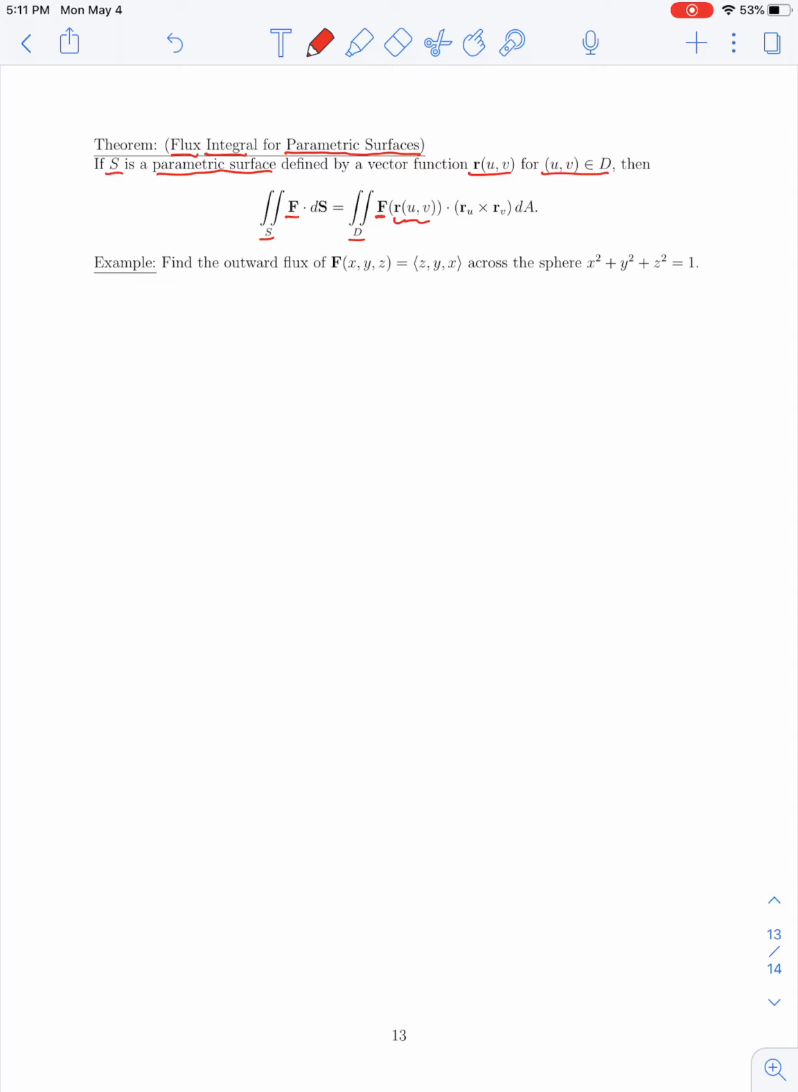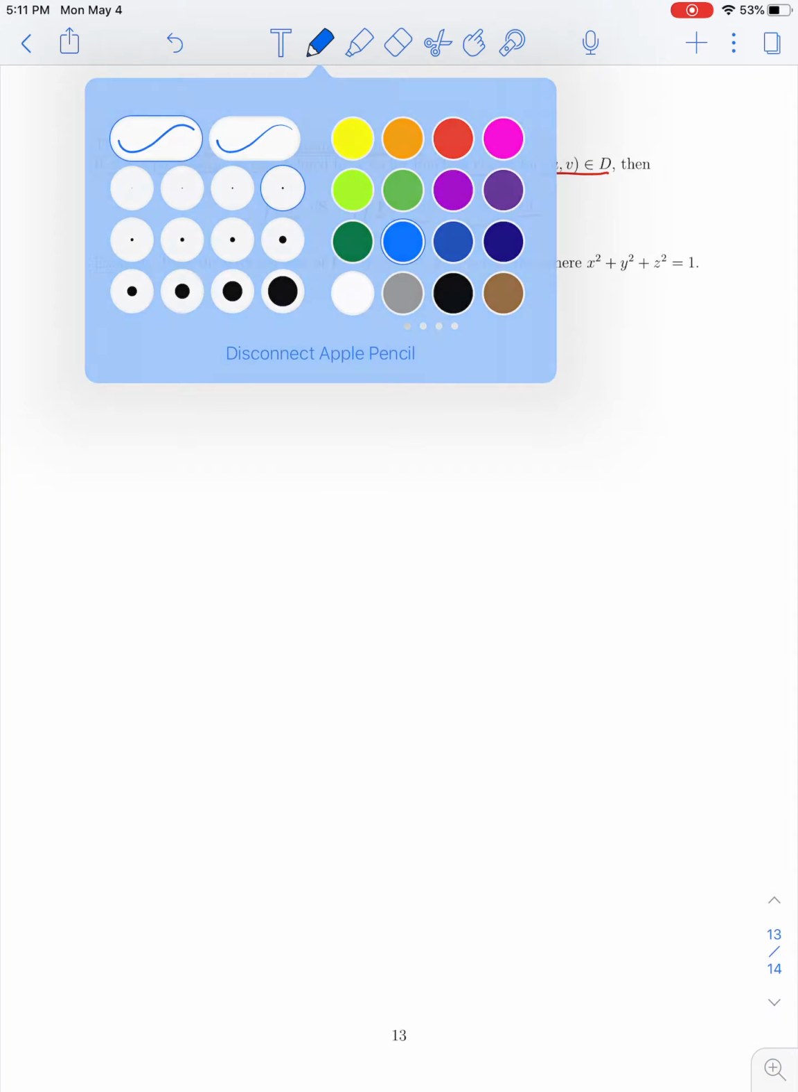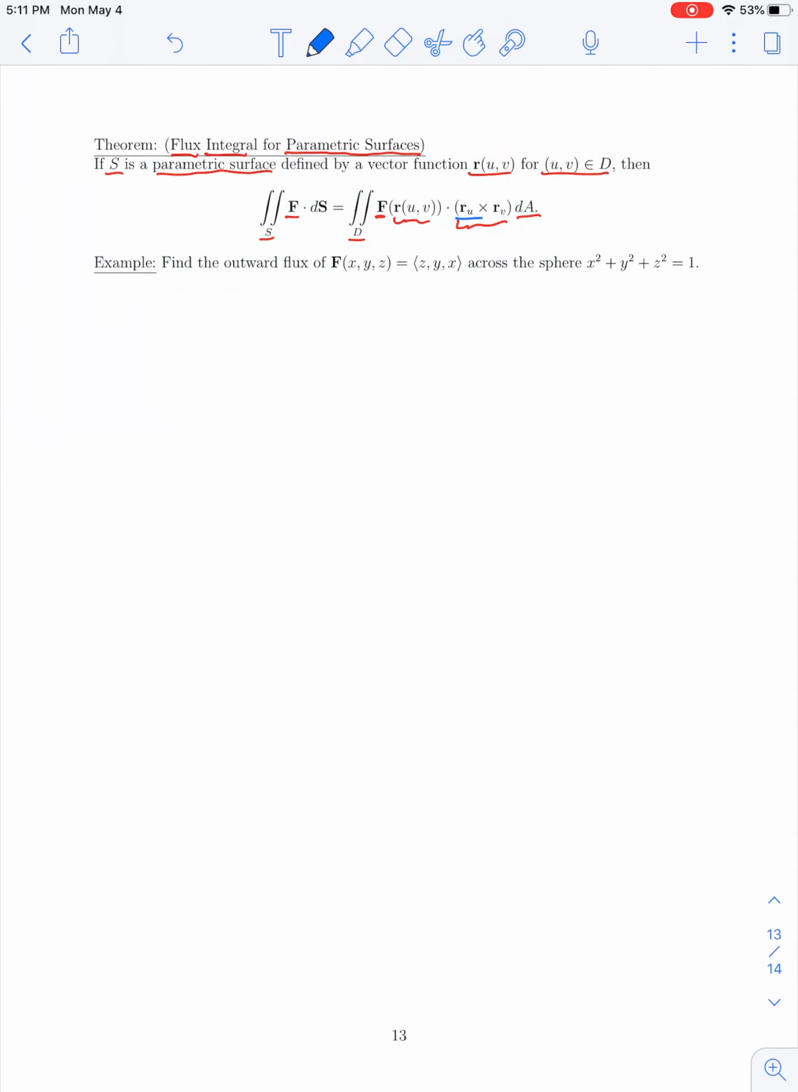And then we will take the dot product of that vector field in terms of u and v with the cross product of the partial derivatives of the vector r with respect to u and v, and then evaluate this double integral with respect to area over that parameter domain. So we've seen throughout this section that that cross product of these partial derivatives is considered as a differential of surface area for a parametric surface.